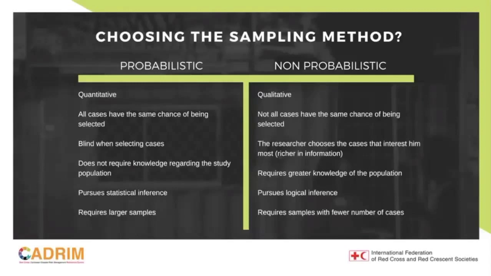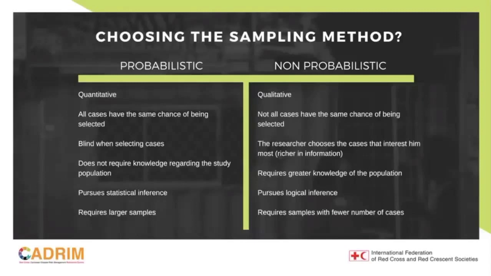So when we select a probabilistic sampling method, we pursue statistical inference. We pursue results that are statistically significant, I mean that the results we get will be like the results of the entire population. But with the non-probabilistic sampling method, it's more that we are going to have a result for a specific type of people.